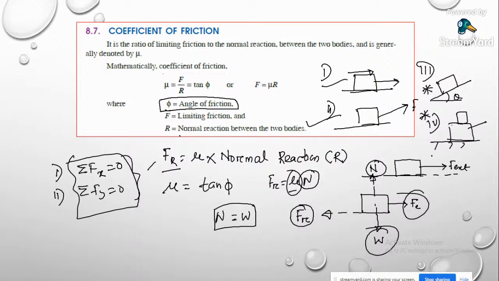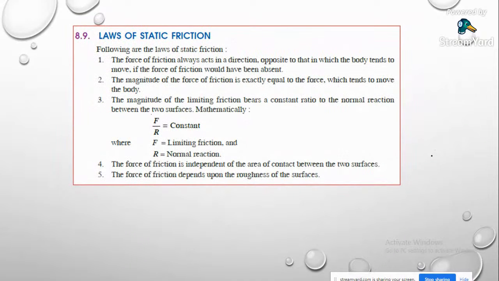So, the laws of static friction. This is very important. Until and unless you know the laws of static friction, it will be quite difficult for the student to understand friction. These five points are very important, you need to remember. Following are the laws of static friction. I always talk about static friction.